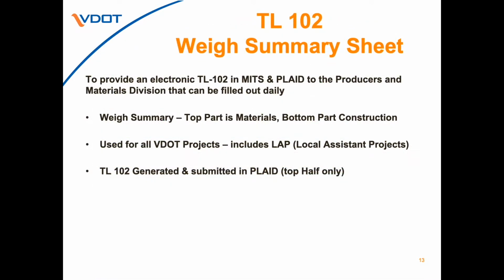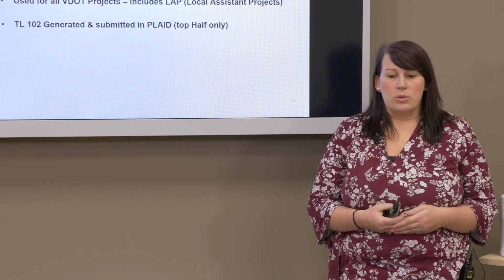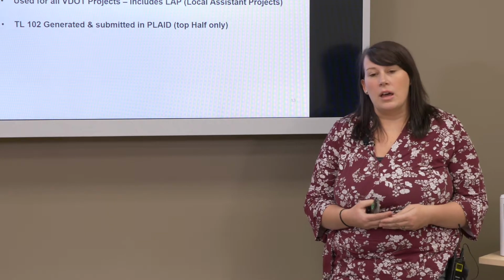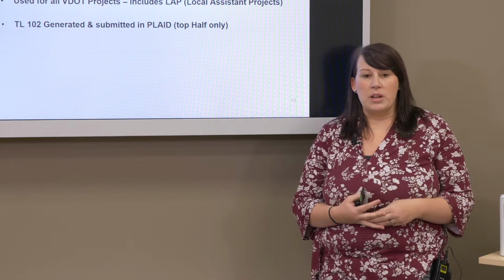Your TL102, or your weigh sheet summary. It's a two-part form. The top part's materials, the bottom part is for construction, or your inspector out on the project. It needs to be used for all VDOT projects. This includes your local assistance projects, or your LAPs. The top part of the TL102 is generated and submitted in PLAID, and then you need to work with your inspectors to figure out how to get that form to the inspectors.